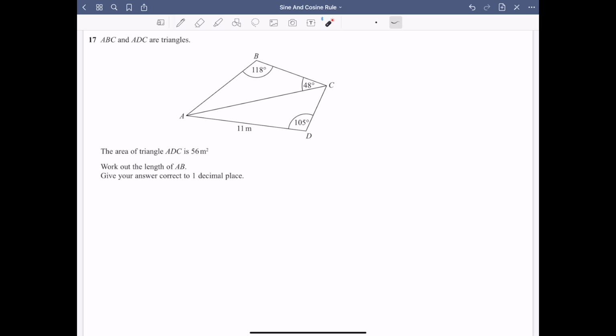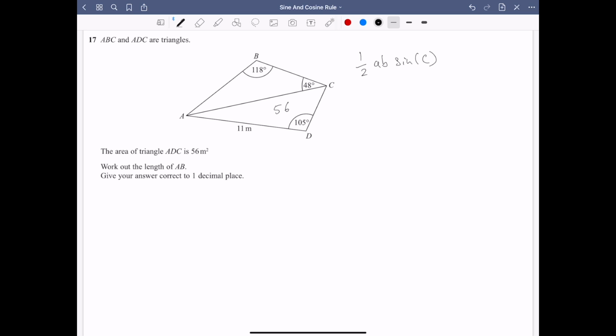So in this question we want the length of AB. And we're told a little bit of information about these triangles. We're told that the area of the lower one is 56. And then we have these angles and the length of this side. So you should know from trigonometry that one of the ways we can work out the area of a triangle is half ab sine C, which would be a half times, for instance, this length and this length times the sine of this angle. Okay?